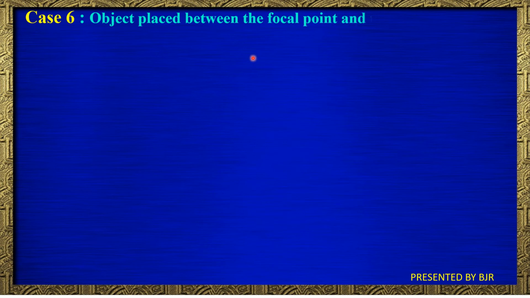and the final case, this is a very important case because in this case only a convex lens functions as the magnifying glass. Okay, so case 6. Let us place the object between the focal point and the optic center, that is F and P.